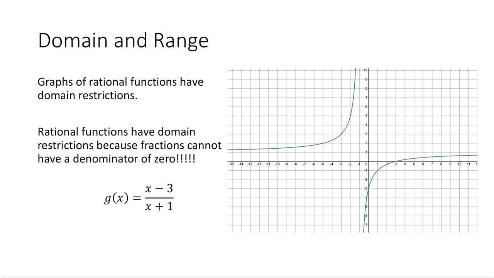You can see here, I have the rational function g of x equals x minus 3 over x plus 1. Notice what happens in this graph. You can see the graph is like in two pieces, right? That's because at that value, x equals -1, that will make my denominator 0. I actually have what's called an asymptote, and we'll see asymptotes a little bit later on in this unit. But what happens is the graph is going to get really, really close to that x value, but never actually equal it, because we cannot have a denominator of 0.